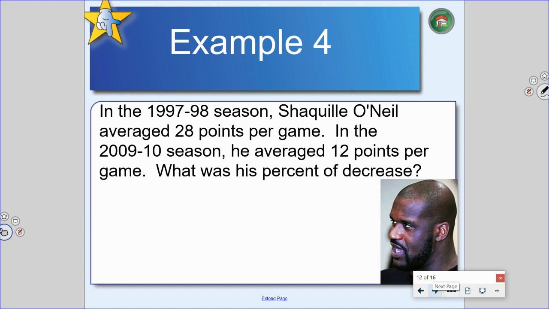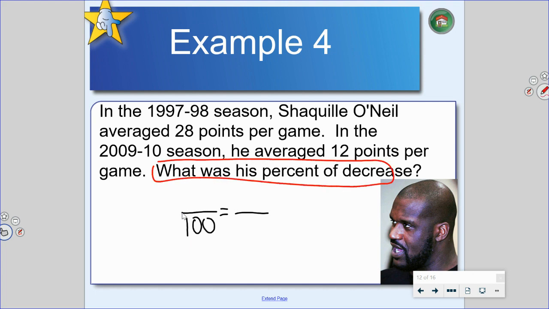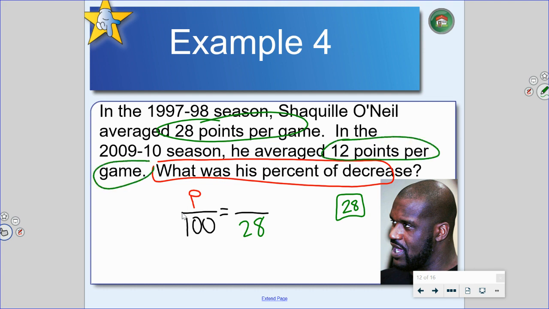Last one. Pause, read, set up, come on back when you're ready. Question. Percent of decrease. I'm going to use P this time just because why not? Where did he start? 28 points per game. What happened to his points per game? What happened to his stats? Actually, they went down. I think this was his second to last season where he scored 12. The question is saying, what is the percent of that decrease?